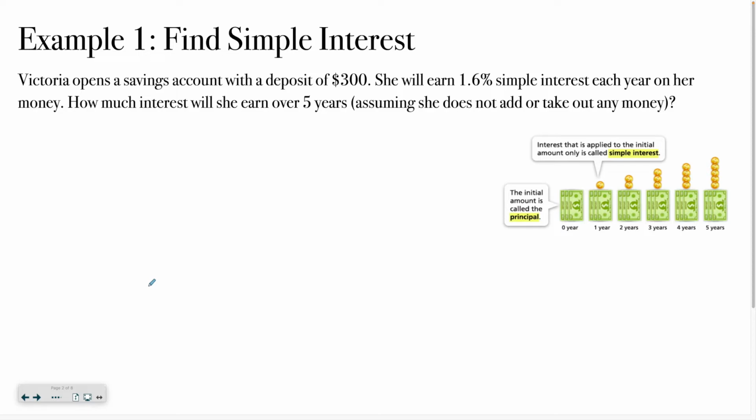Example 1, find simple interest. Victoria opens a savings account with a deposit of $300. Deposit means to put money into the bank. She will earn 1.6% simple interest each year on her money. How much interest will she earn over 5 years? This is assuming she does not add or take out any money.